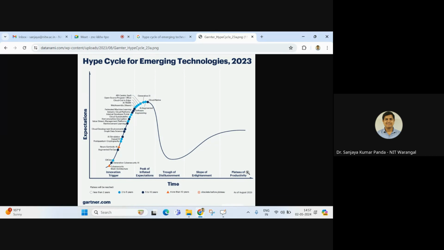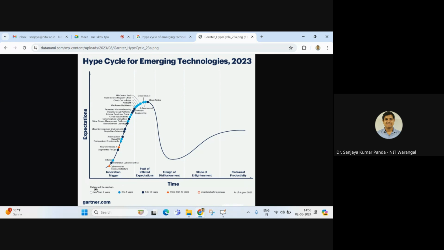So we need to understand this particular hype cycle. Innovation trigger is when a new technology comes into the market. Nowadays we talk about blockchain, quantum computing, and model as a service. These things you can find in the innovation trigger. Gartner also releases hype cycles with respect to various technologies, which I'll tell you about later.